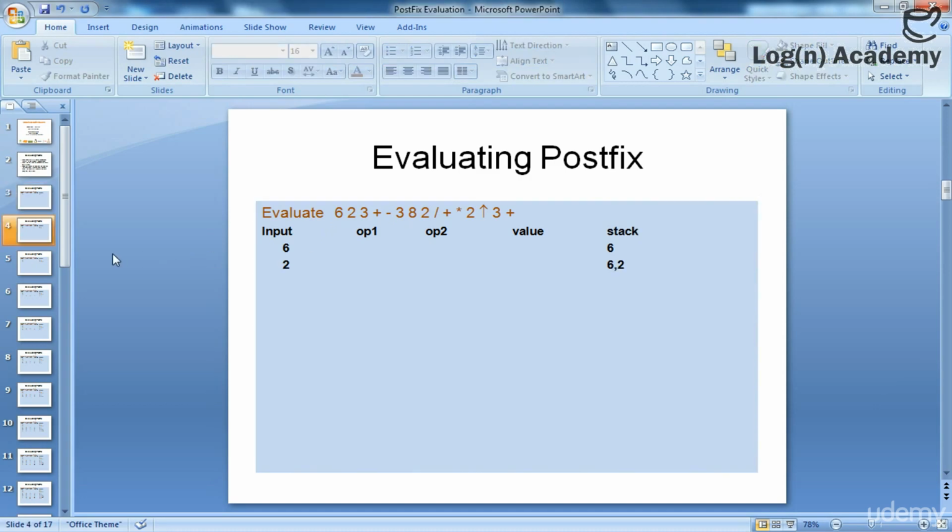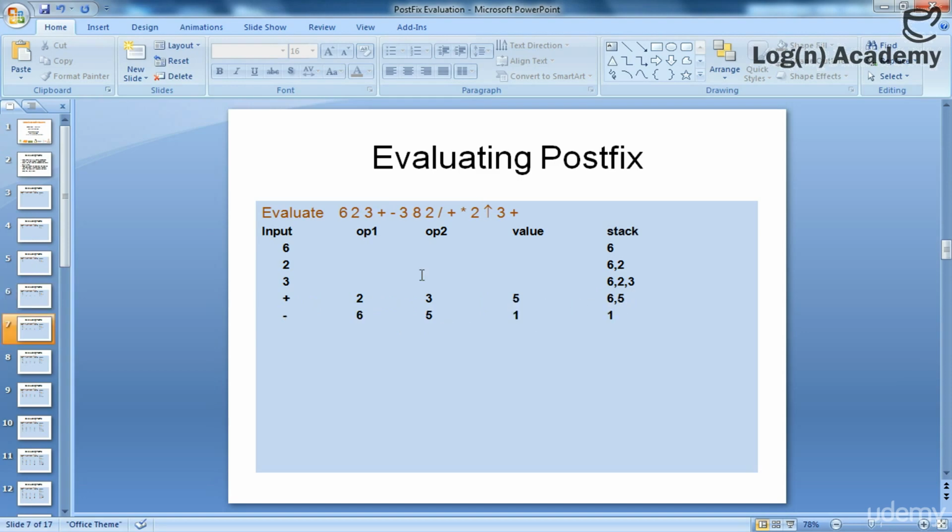Okay, so now we have 6. Now the next input is 2, and we have pushed that 2 into the stack. It's simple. Now 3, we have pushed the 3 into the stack. Okay, now we have the plus operator. So what we will do, we will pop two operands from the stack. So we have popped 2 and 3, and we will apply the operator. When we apply the operator to 2 and 3, we get the result 5, and then we push this result back to the stack.